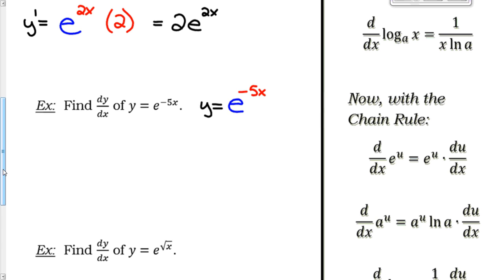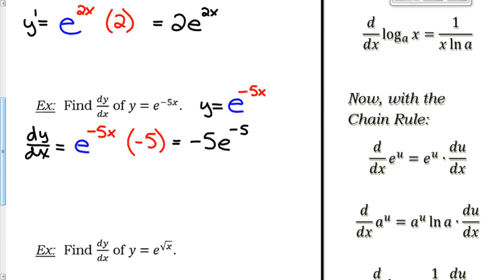Now I'm going to find my derivative. So dy dx is equal to the derivative of the outside, which is e raised to something, and it will remain e raised to negative 5x. Then I need to multiply by the derivative of the inside, and the inside is negative 5x. The derivative of that is negative 5. If you wanted to simplify that, or you're looking for a multiple choice answer, it would look like this.